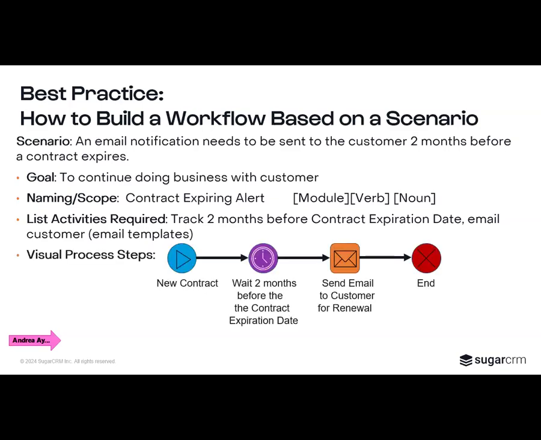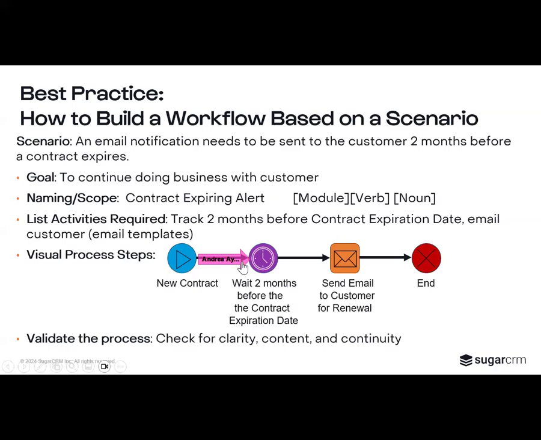Okay. So here's my picture, right? So I'm going to do the validation with you right here. We're going to start with a new contract. Then we're going to wait 2 months before the contract expires. So it's going to wait a while, right? Could be months and months, years and years, whatever. Your particular contracts may be short. Maybe they're only a 6-month contract. That's fine. It may not be as long. So it just depends on the time.